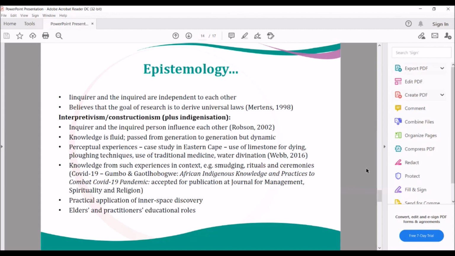Then there's the practical application of inner space discovery, where people actually get into themselves and try to make sense of reality as they treat themselves as part of the greater ecosystem. And elders as practitioners have educational roles.